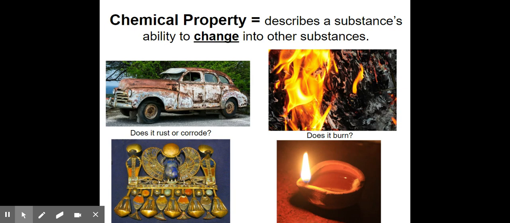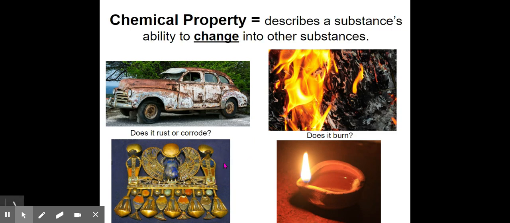Okay, a chemical property is different than a physical property. A chemical property describes a substance's ability to change into other substances. So that's weird, it doesn't stay the same. Examples of that are, does it rust or corrode? Like this steel in this car is rusting, so it's changing. That's a chemical change, and it's changing from steel into rust. And rust is a completely different thing. It's where it bonds with oxygen and comes apart.